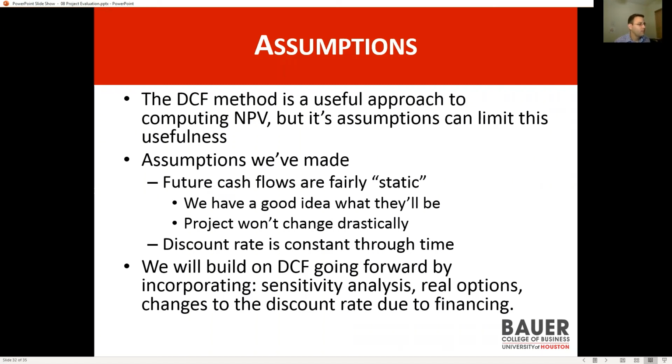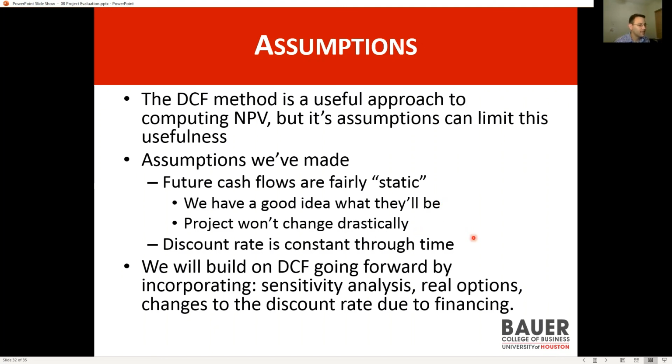In particular, when we forecast our free cash flows, it's pretty static. That means that we're taking our best guess. Like in the Mercury case, for example, you're just taking your best guess what you think the free cash flows are going to be. There's not a lot of room for uncertainty or changes going forward. It's just one best guess. That's what we mean by static. Okay, so if you have a pretty good idea of what the cash flows will be, then that's fine. And if you don't think that the project is going to change drastically, then again, that's okay. We're going to relax these assumptions going forward, but if this is the world we're in, then what we've done so far is good.